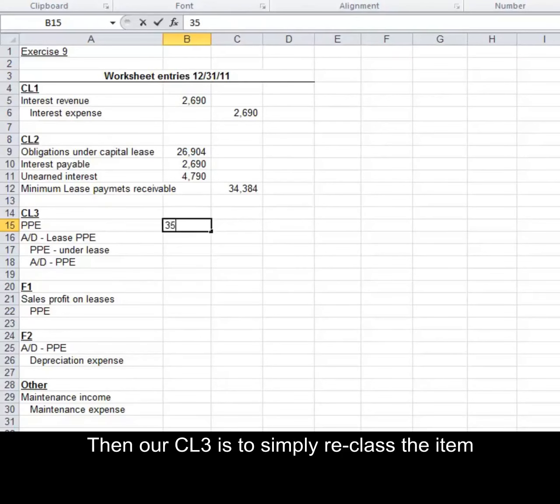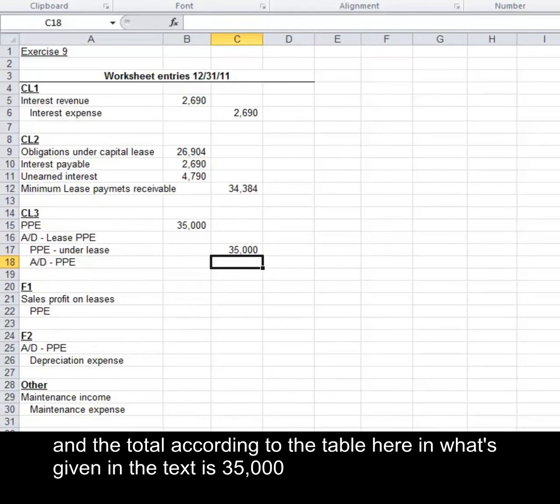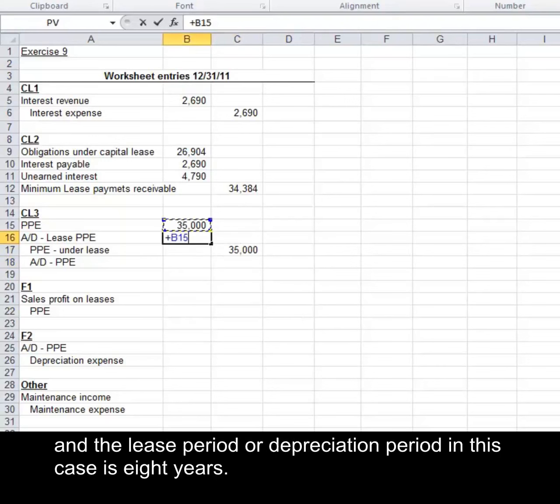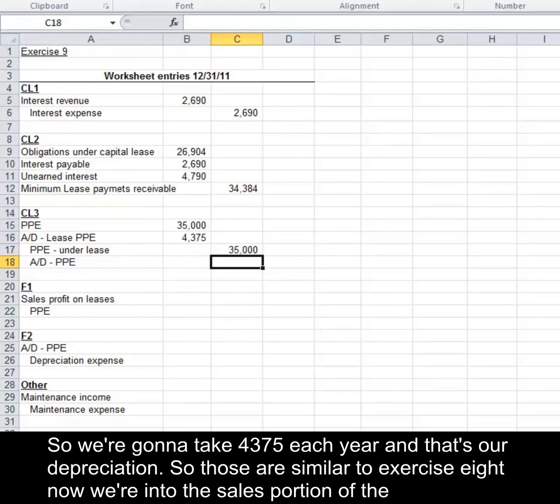Then our CL3 is to simply reclass the item, and the total according to the table here and what's given in the text is 35, and the lease period or depreciation period in this case is 8 years. So we're going to take $43.75 each year, and that's our depreciation. So those are similar to exercise 8.